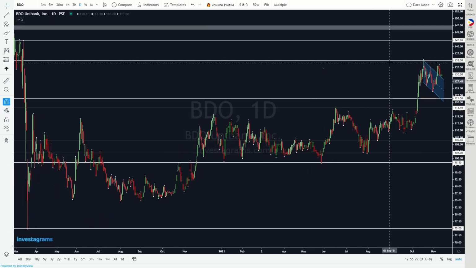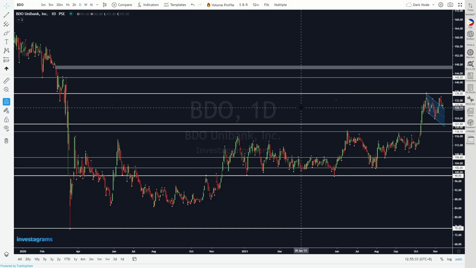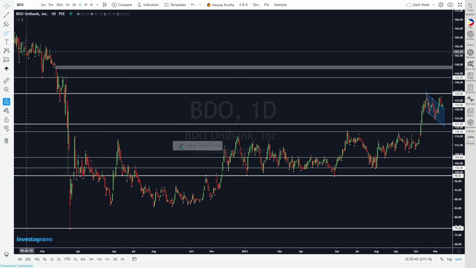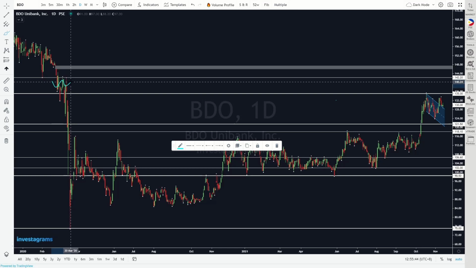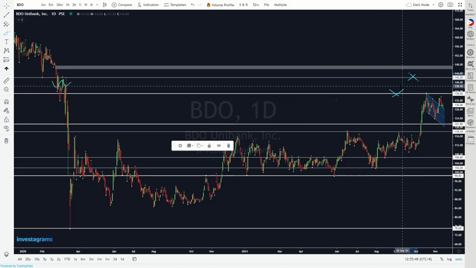Okay, so ngayon 135 na yung resistance to break. If we break 135, then I think pwede nating maabot tong 142 na area. Okay, medyo malinis yan. Yes, area of previous consolidation dito before, no? But it's relatively clean cut na if we break this, then we might be able to target 142. And if we break 142, 146 is next.